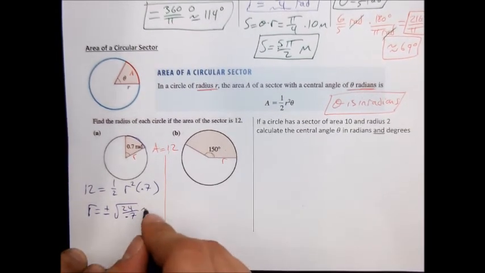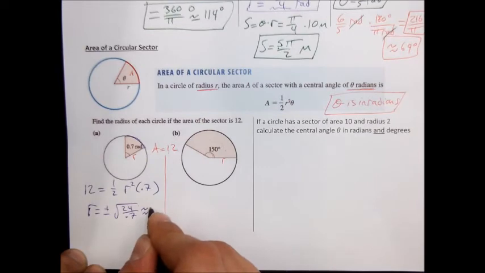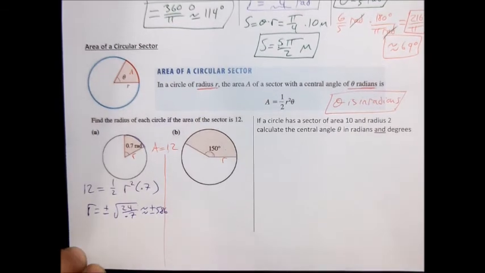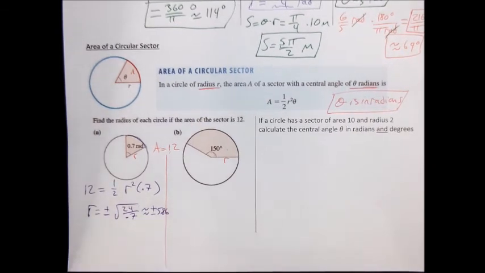And so this is approximately plus or minus 5.86. That doesn't sound right. Oh, that's probably right. Yeah, I'm sorry. That sounds right. So we get two answers, right, because we took a square root. But what's the answer we want?